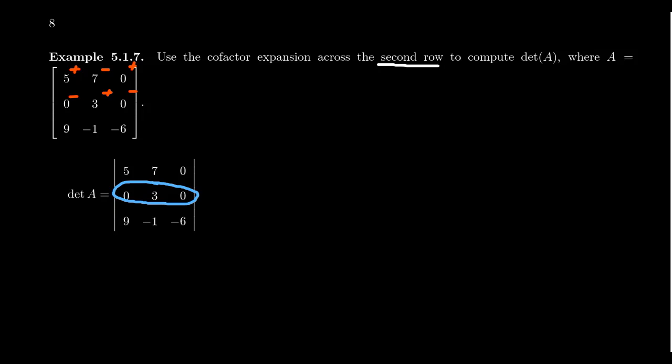All right? And so if we expand across the second row, we are going to get minus 0 times the determinant of the minor, which if we take away the first column, we get 7, 0, negative 1, negative 6. Right? But admittedly, since the first number is a zero, we honestly could care less what the minor looks like, because zero times anything will just give us zero. So I'm going to jump down there in just a moment.